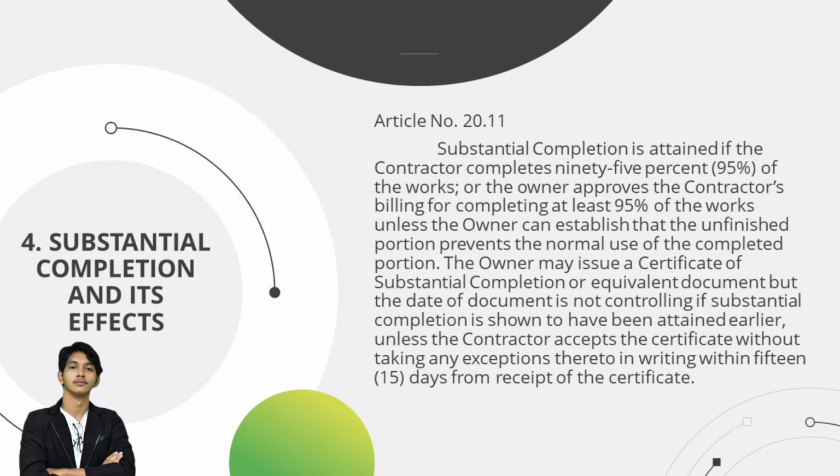The owner may issue a certificate of substantial completion or equivalent document, but the date of the document is not controlling if substantial completion is shown to have been attained earlier, unless the contractor accepts the certificate without taking any exceptions thereto in writing within 15 days from receipt of the certificate.